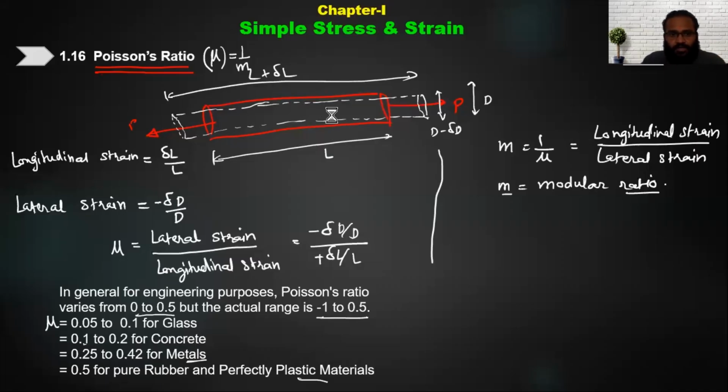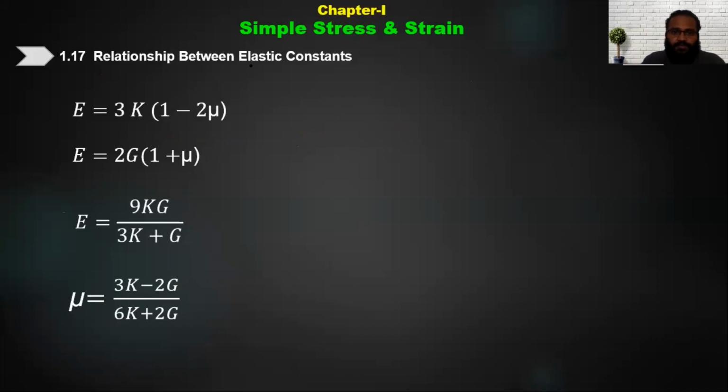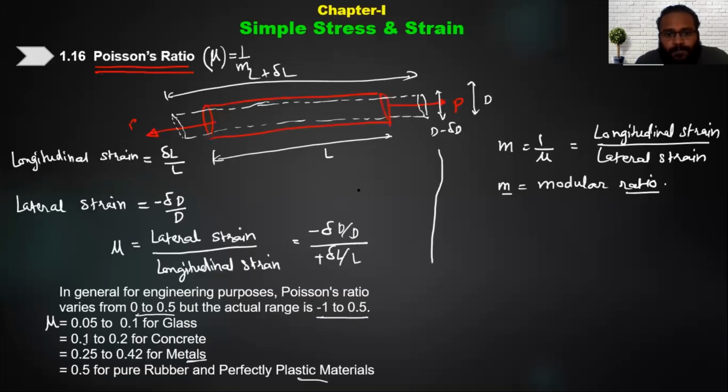Okay, now let's go to the next one, the relationship. Now this was also mentioned earlier. As you know, for metals they have all three types of modulus. So there is a relation between Young's modulus, bulk modulus, and the rigidity modulus. So this relation we should know. Sir, can you show the last slide again on the screen? Yes, this one.